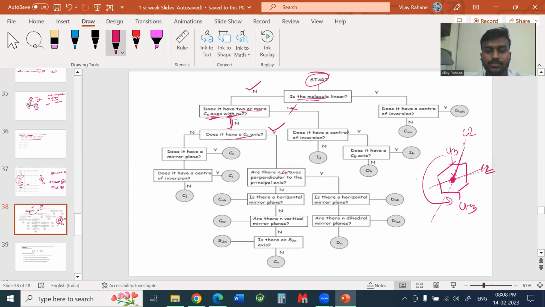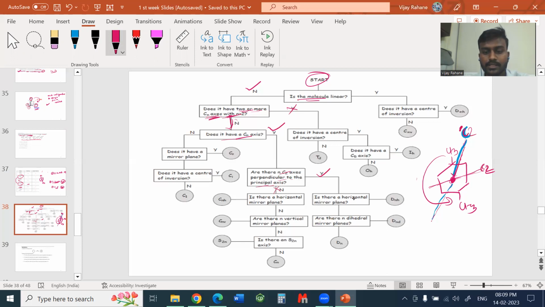Are the N C2 axes perpendicular to the principal axis, right? This C2 axis, let's make it a prime, or let's draw with a different color. So this blue one is, let's say, the principal axis, and these are the C2s that are possible, right? Here will be the C2. Perpendicular C2 is there. So we need to go yes, here.